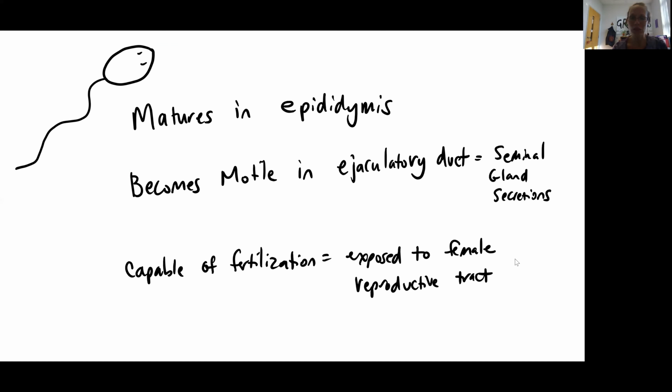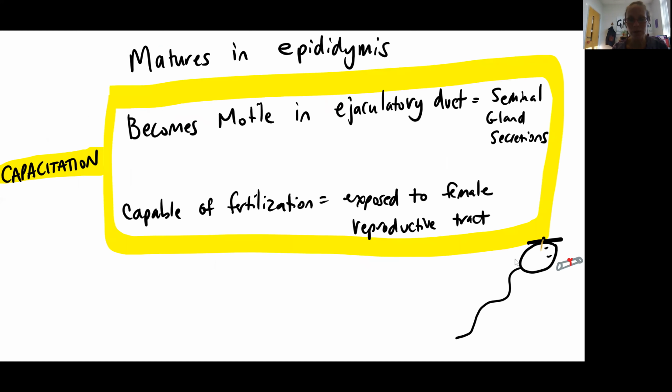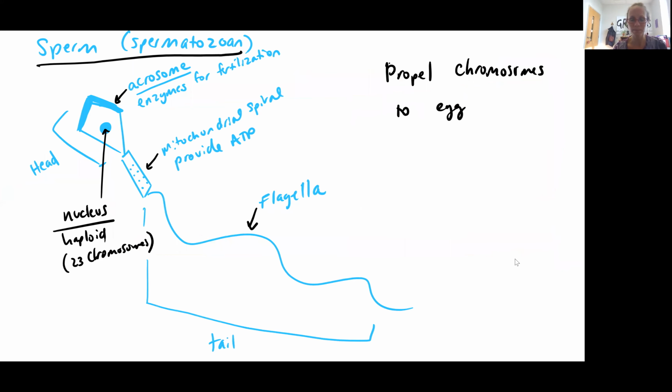These last 2 steps of becoming motile and capable of fertilization is what's called capacitation. So even though you have a mature sperm cell leaving the epididymis, they're not fully ready to fertilize an egg until after they've become motile with the seminal gland secretions, and then they have to actually go into the female reproductive tract in order to be then capable of fertilization.